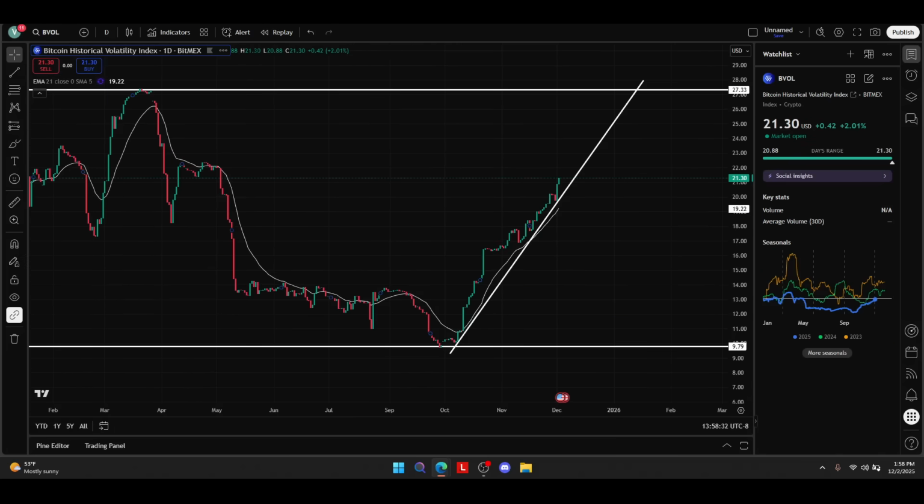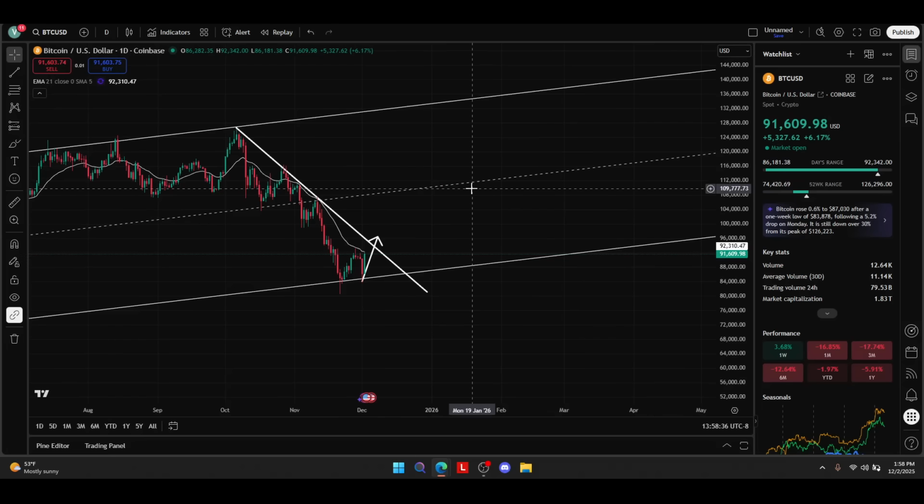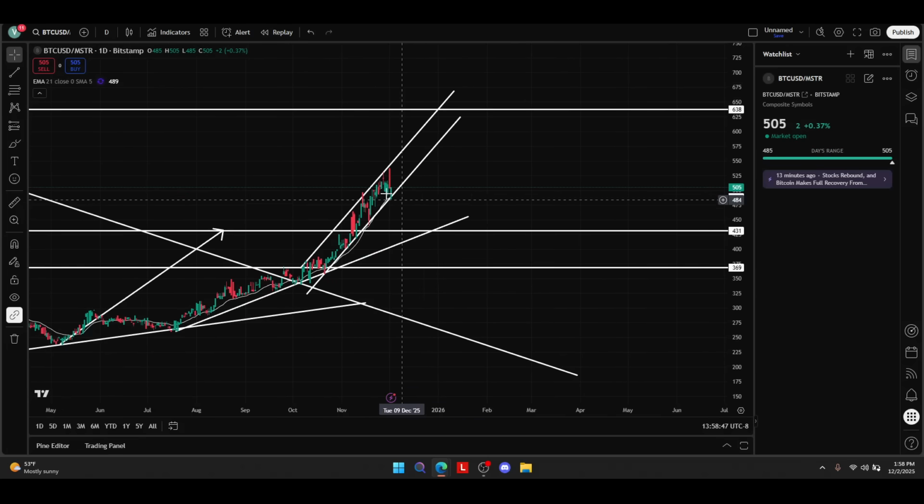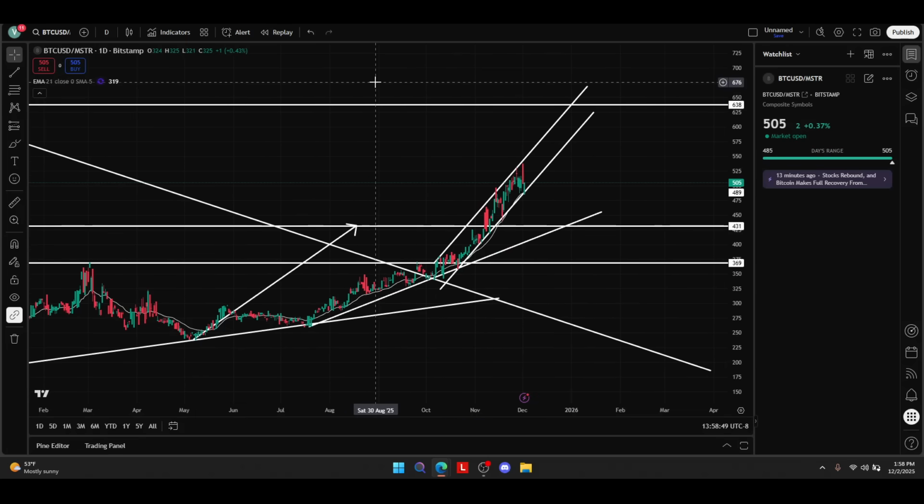So all I have for Bitcoin, MSTR, the ratio charts, the volatility charts. Let me know what you guys think in the comments down below. I'm still pretty bullish on Bitcoin, and that will mean, yes, most likely MSTR will go up, but clearly by this chart, I'm saying that Bitcoin will still be able to outperform MSTR. Yes, both of them will probably likely go up.